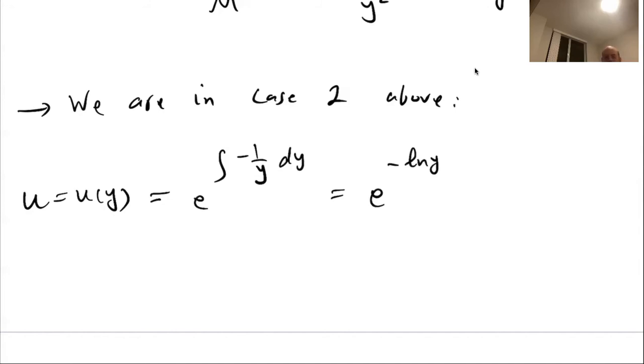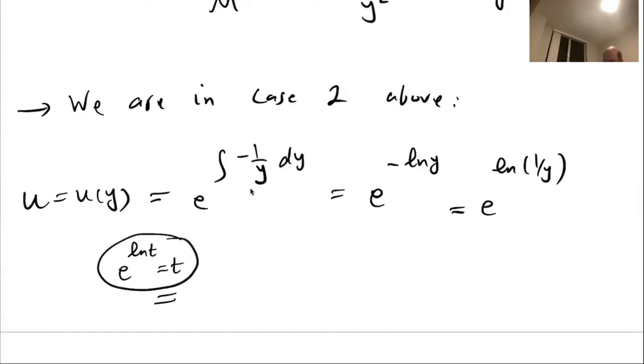And I already explained before why we don't consider the absolute value here, because we are only looking for just one function u that works. We don't necessarily need all choices for u. So e to the power minus ln y is the same as e to the power ln 1 over y. E to the power ln t is always t. So e to the power ln 1 over y will be 1 over y.